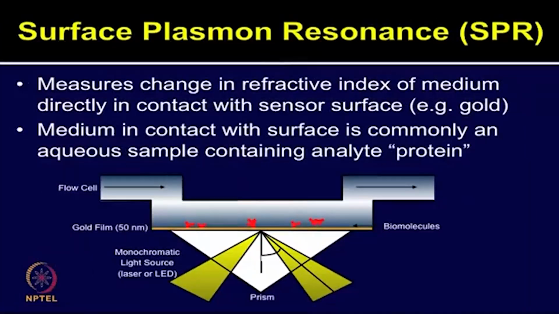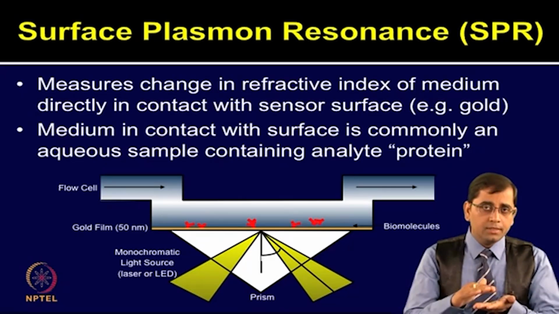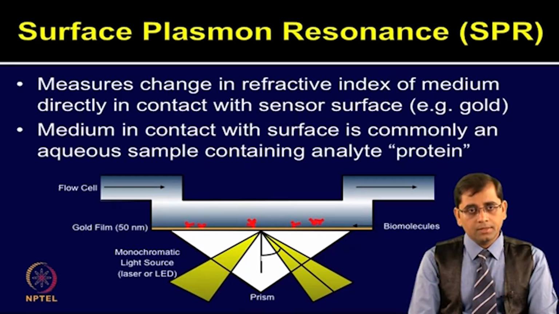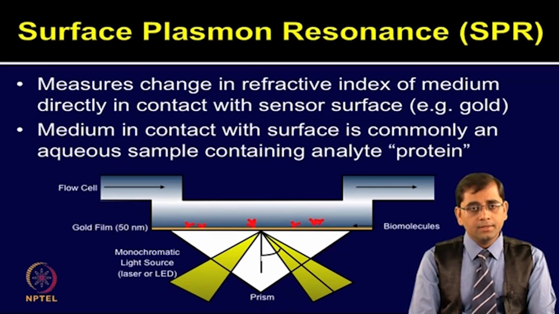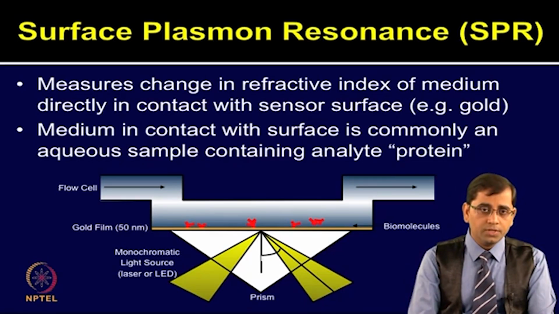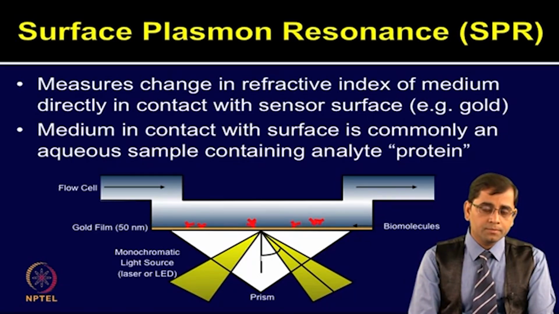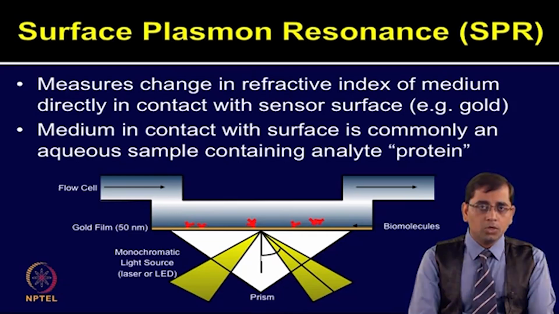So, let us discuss what SPR is. SPR is a surface sensitive spectroscopic method which measures the changes in the refractive index of the medium directly in contact with the sensed surface, and the commonly employed metal is gold. As shown in the slide, there is a prism, a light source, antibody immobilized on the gold surface, and a flow cell from which we can inject the target proteins to be studied. The medium in contact with the surface is commonly an aqueous sample containing the analyte protein.